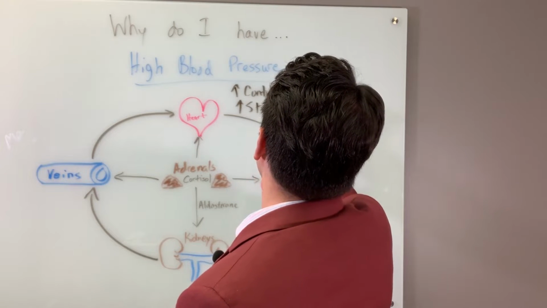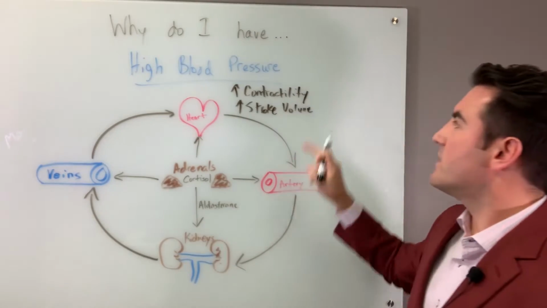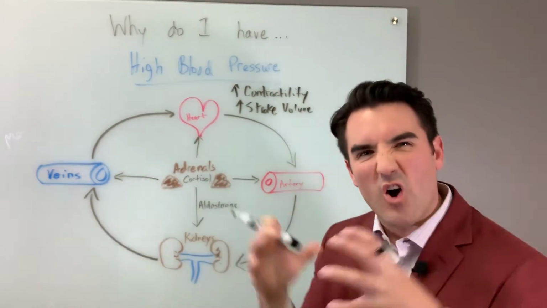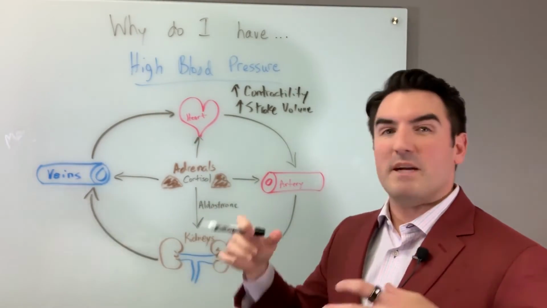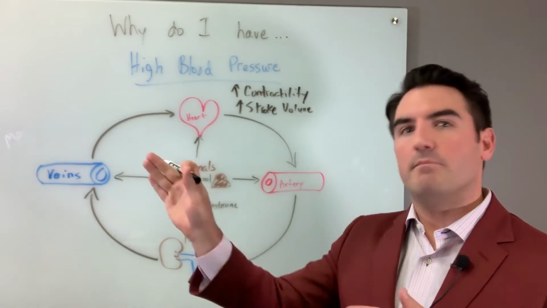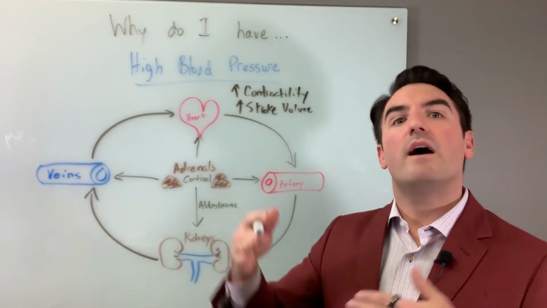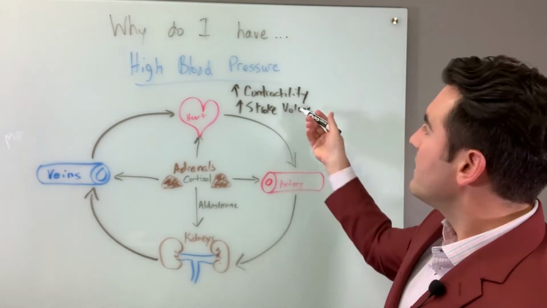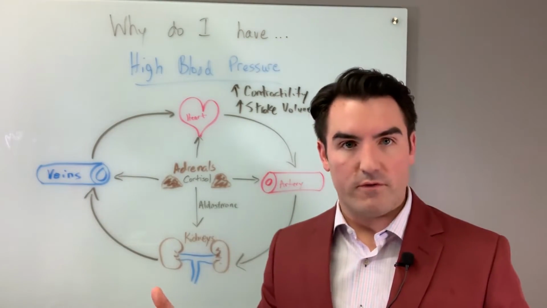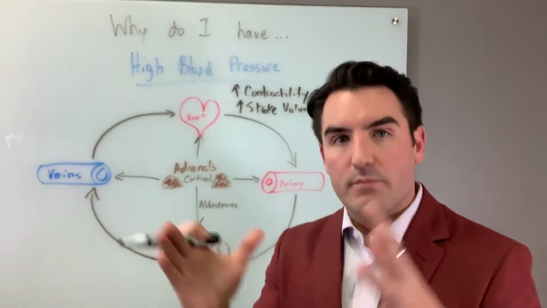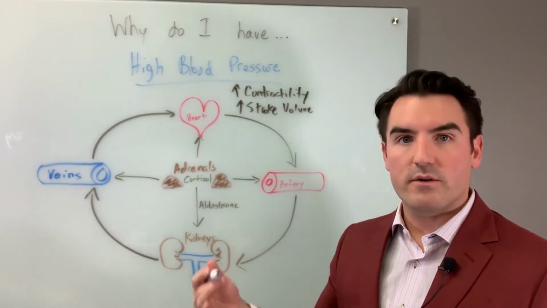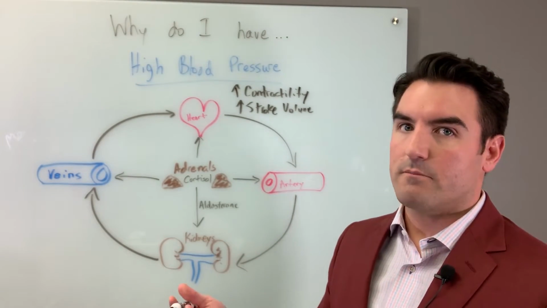So the heart increases its contractility, which means how hard it squeezes down on the blood. And by squeezing harder down on the blood, it can pump more out. If it pumps more out, obviously the systolic pressure goes up. The other thing it does is it increases its stroke volume. It receives more blood and pumps more blood out. And by doing so, it increases the systolic and diastolic pressures.